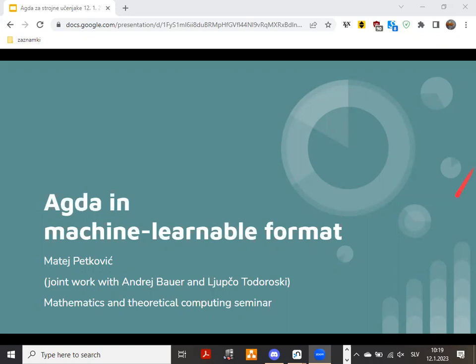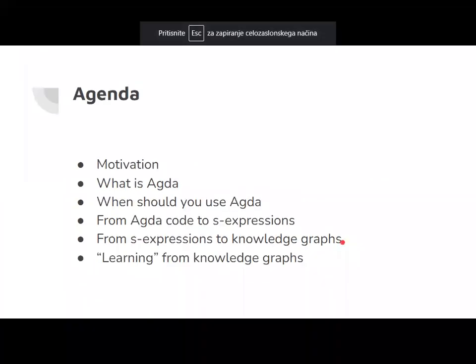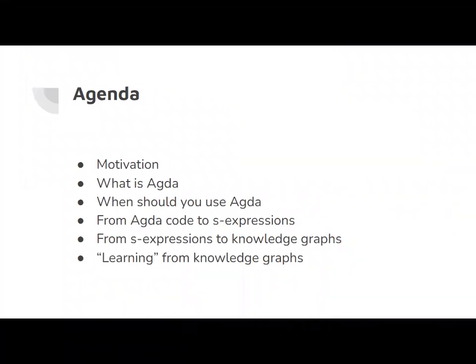So first we will see the motivation for our work, then we will briefly describe Agda and why or when we should use Agda, and then we will describe the process of getting Agda source code into the actual graph representation that we have currently. And at the end, we will see some basic machine learning in quotation marks, because those methods were quite basic and they do not learn that much.